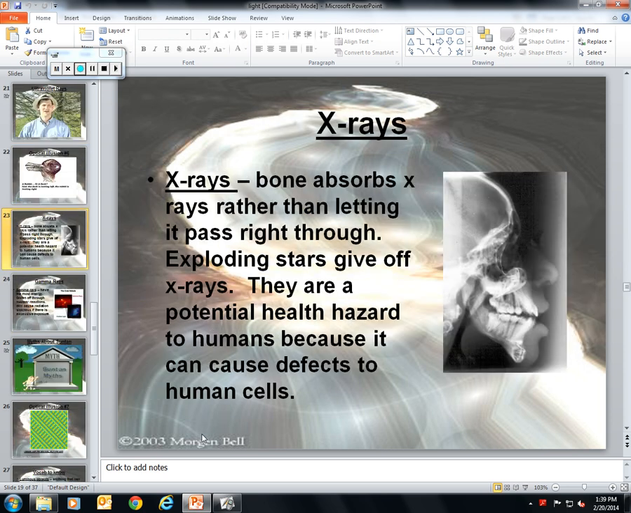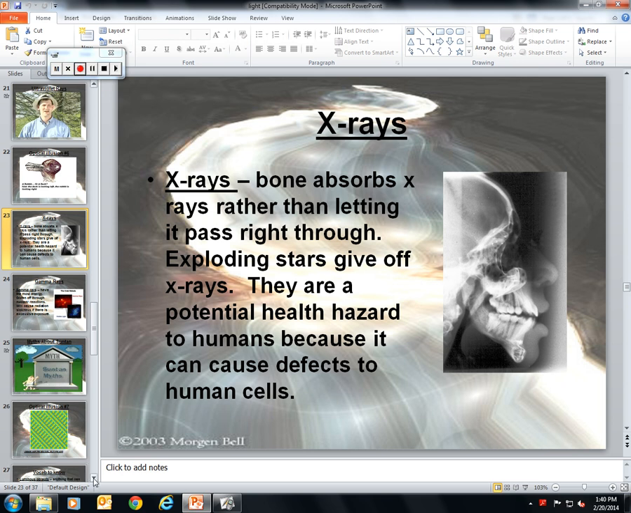Next on the spectrum are X-rays. It says that the bone absorbs the X-rays rather than letting them pass through, which is why we see bones. Stars give off X-rays as they explode. They are a potential health hazard. We talked about that when we learned about radioactivity. It can cause defects to the human cells.